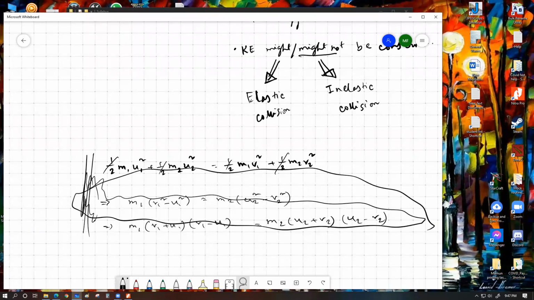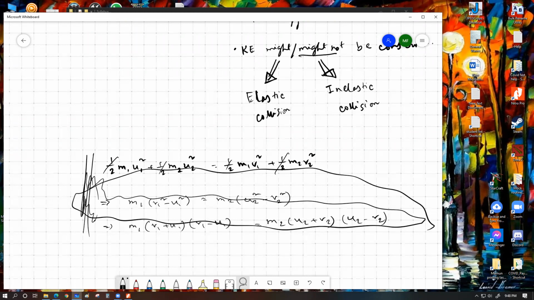Elastic potential energy. Whenever any object is deformed, the type of energy it stores within itself by virtue of its deformation is elastic potential energy.